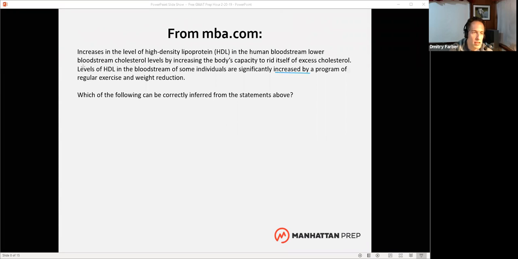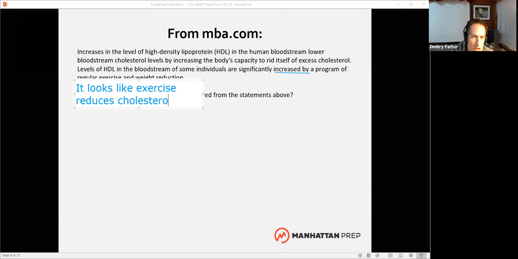This is where one of you put this together earlier. It seems like that means your cholesterol is going to lower. So it looks like we can predict this, right? It looks like exercise, and I'm being a little loose here, I'm not saying regular exercise and weight reduction, but I'll just say it looks like exercise reduces cholesterol. I'm shortening it down.